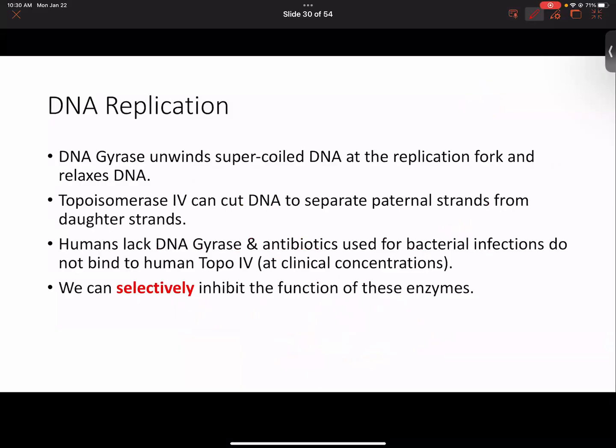We don't have a gyrase enzyme. Right? We get around this coiling issue a little bit differently because we have linear chromosomes. So we don't worry about that so much. We do have a topoisomerase 4 enzyme, but our topo 4 is insensitive to clinical concentrations of fluoroquinolones. So we don't worry about giving individuals who have an infection a fluoroquinolone and having it inhibit our topo 4. As such, what we can do is selectively inhibit DNA gyrase and bacterial topo 4 for the purposes of treating an infection.